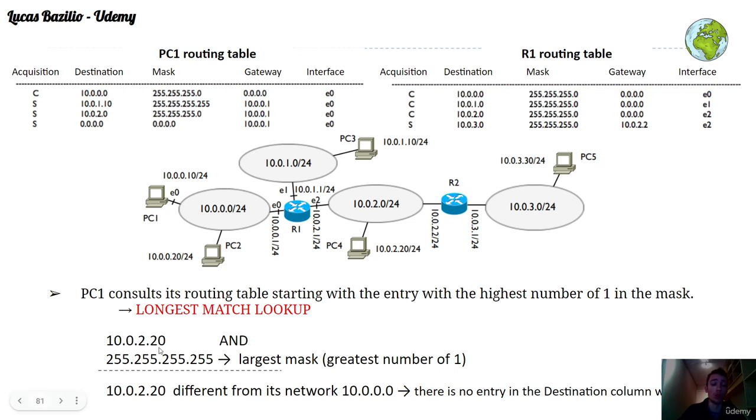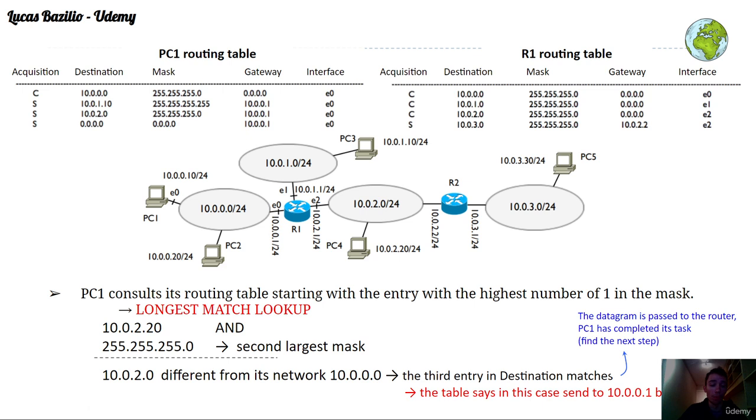So now if we do the AND operation between those two, we can see that the result is the same as the above, because we have all of them to be 1 in binary. So this destination 10.0.2.20 is different from the network, and there is no entry in the destination column with this value. We can see in PC1 there is no destination with this value. Following this principle, the second one that we are going to check is the second largest mask.